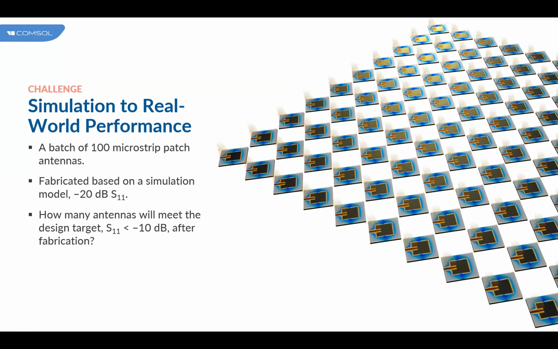However, in real-world manufacturing, variations in material properties, etching precision, and substrate tolerances introduce uncertainty. The key question here is how many antennas will meet the design target of an S11 parameter below, or better than, minus 10 dB after fabrication. As you may know, the threshold of minus 10 dB is conventionally used, and when S11 is lower than minus 10 dB, the reflection due to the impedance mismatch is considered acceptable. This challenge highlights the gap between simulation and actual performance. By incorporating uncertainty quantification, we can predict the expected yield and assess the impact of fabrication variations, ensuring more reliable designs in production.